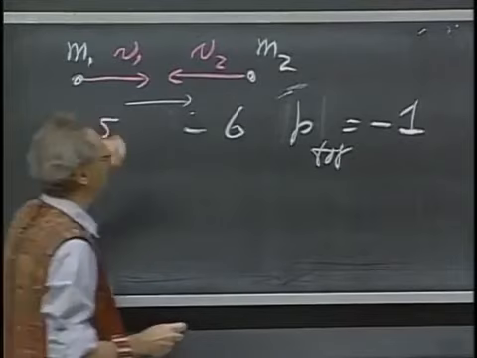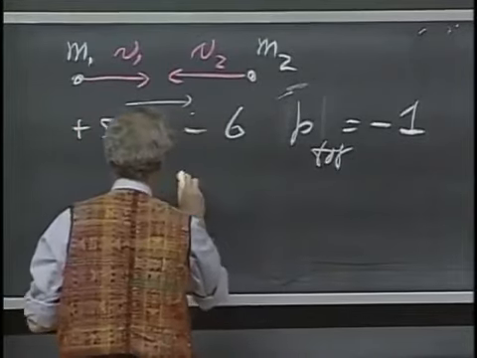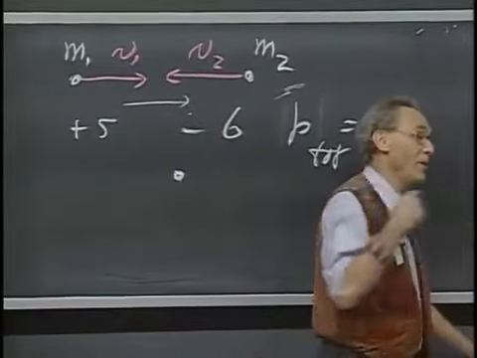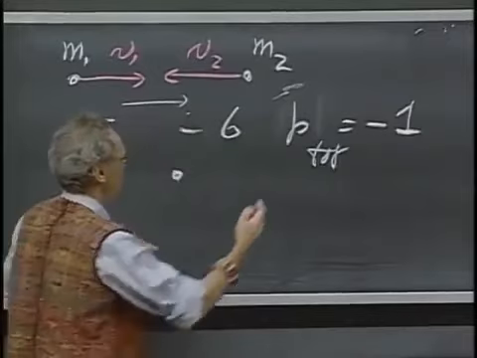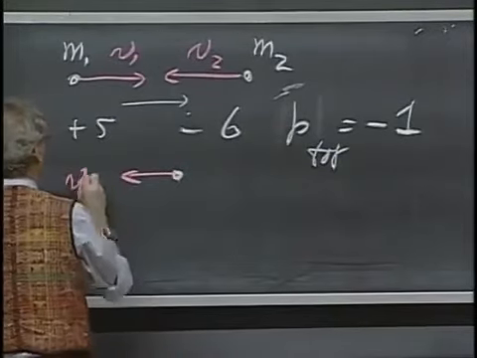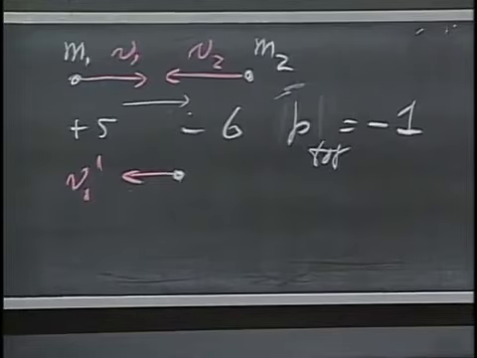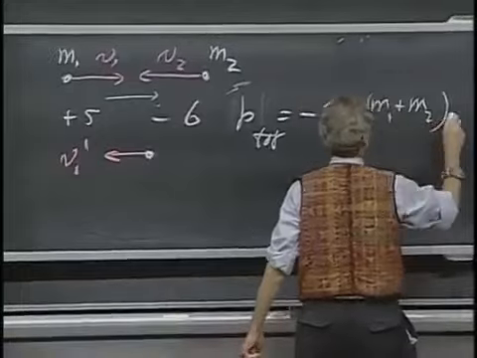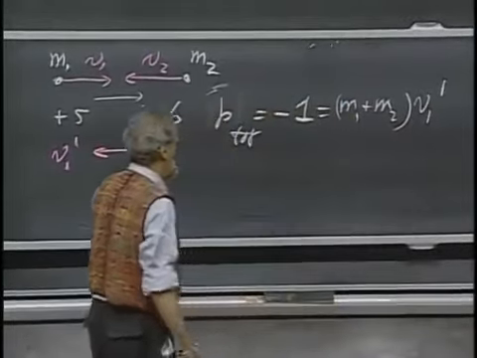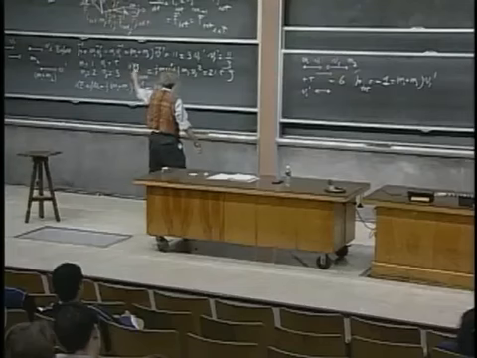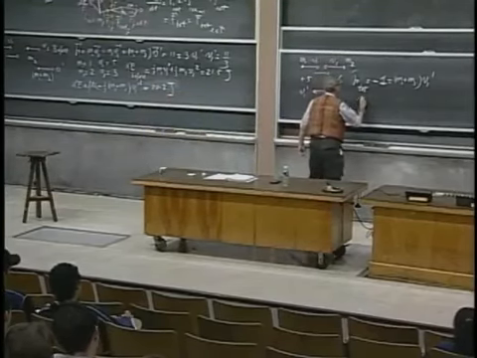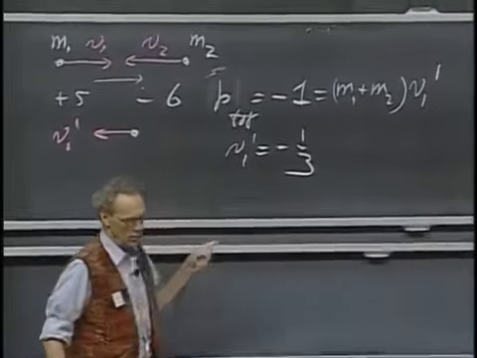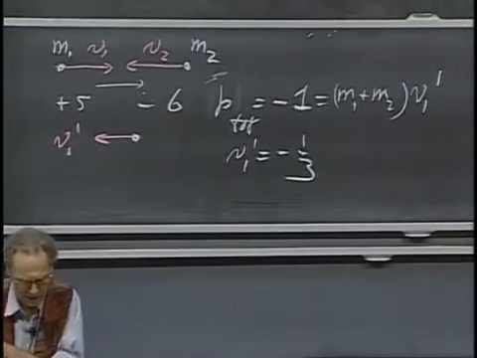So what now is v prime? They stick together. Here they are. And afterwards, I'm not even sure whether they go this way or this way. Yes, I am sure, because the momentum is in this direction, so I predict that v1 prime will be in this direction. And so this now equals (m1 plus m2) times the new v1 prime. Well, m1 plus m2 is 1 plus 2, which is 3 kilograms, and so you see that v1 prime equals minus 1/3 meters per second. So the whole system now goes off with 1/3 meters per second in this direction.